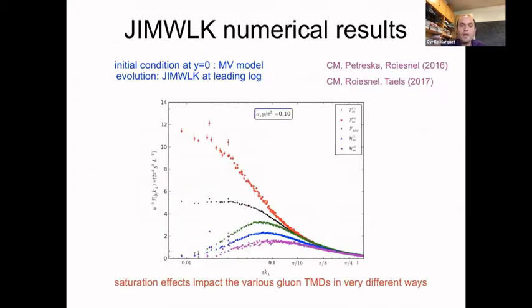Going a bit more quantitative, this is an example of five possible gluon TMDs that were calculated solving the JIMWLK equation on the lattice using a code that was written by my colleague Claude Roynel. You see that at large transverse momentum, you recover a single universal perturbative tail, as was expected. When the transverse momentum starts to approach the saturation scale at low PT, this is when saturation effects start to play a role. Their effect is that they impact the various gluon distributions in very different ways. Some of them go to zero, some of them become constant, some of them keep growing logarithmically.